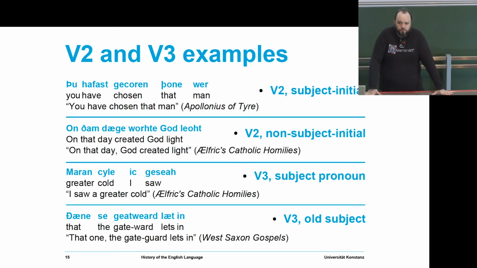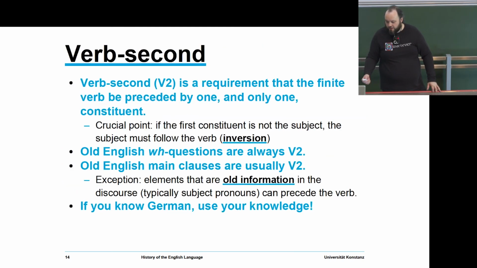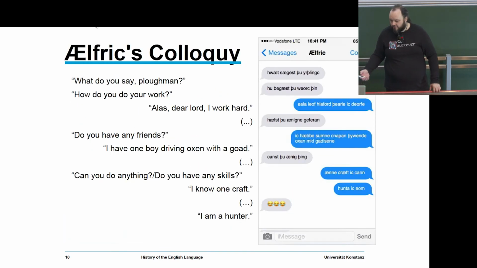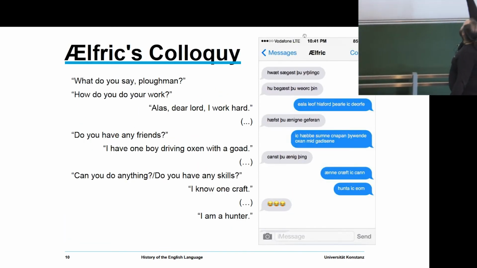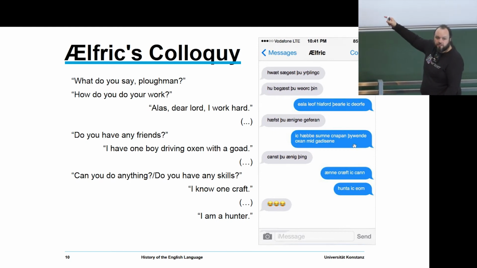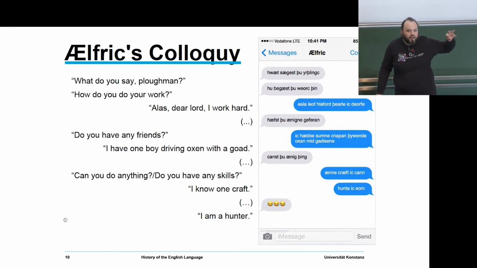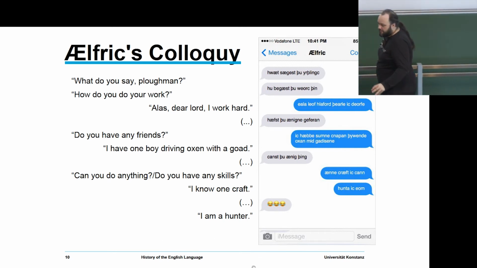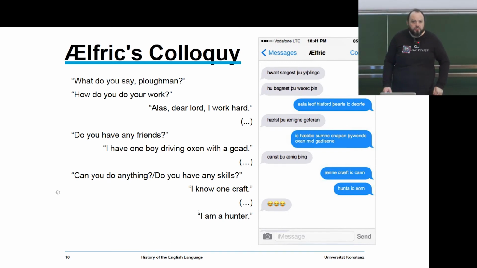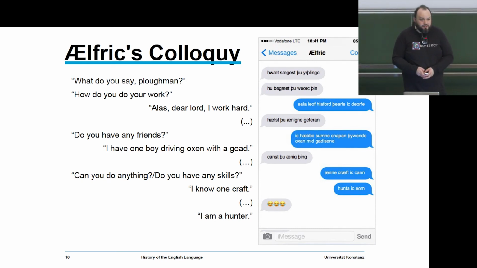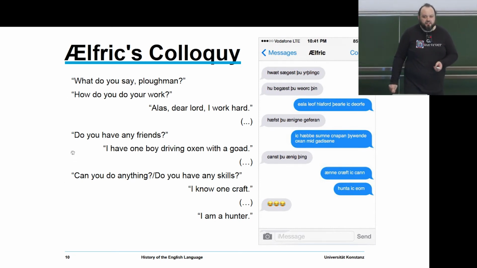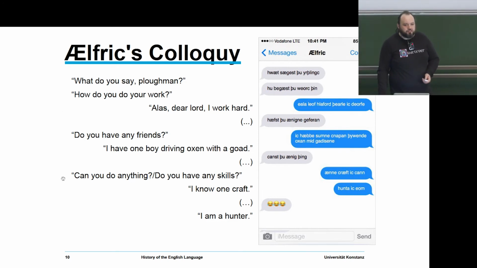And this isn't true just for pronouns. We saw another example with pronouns earlier on. So if we go back to the colloquy, we see at the bottom of the slide, hunta ich eom, hunter I am. Right? You've got the predicate, hunta, and then you've got the subject, ich, and then you've got eom, am. So here again we've got verb third because ich is old in the discourse. It's referring to an entity who's already present in the discourse, namely ich, the first person speaker.